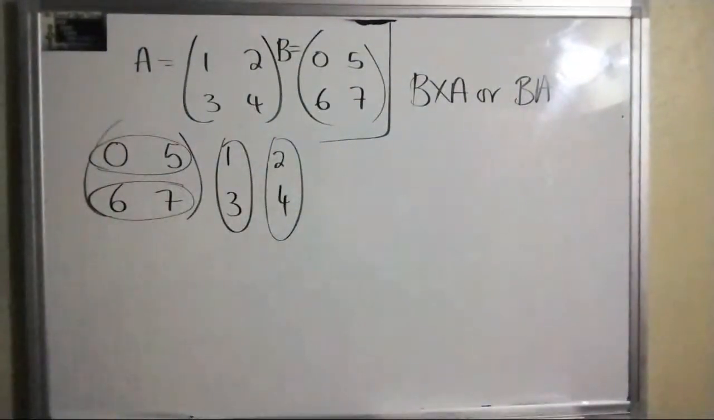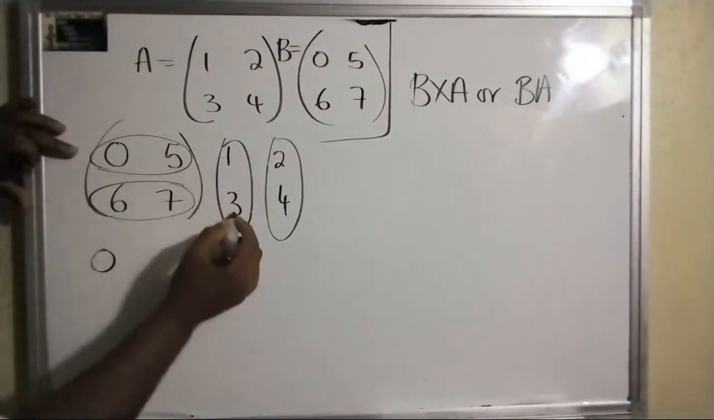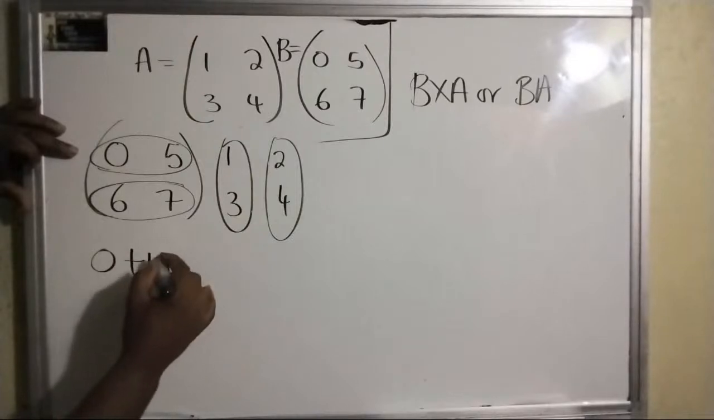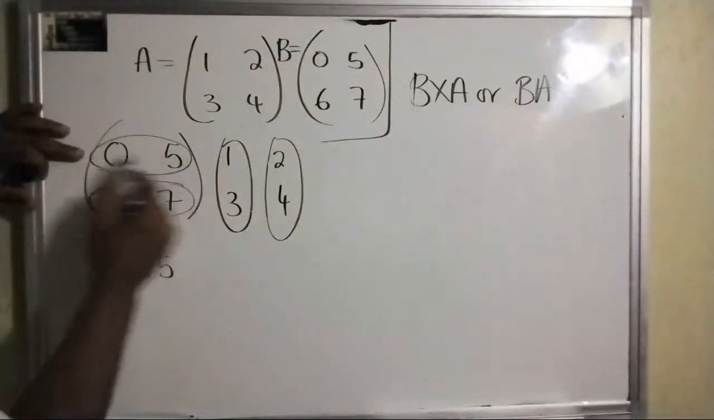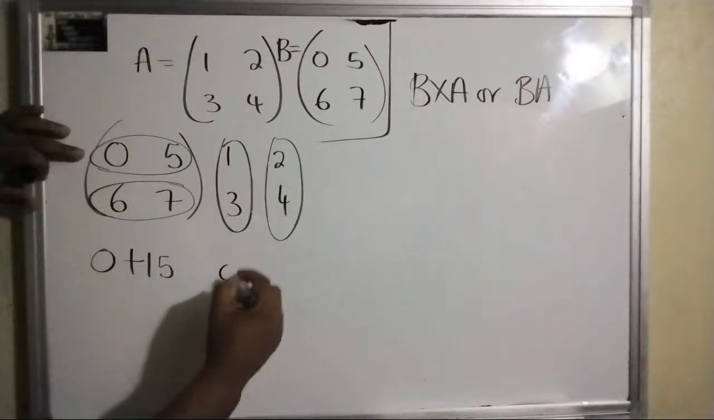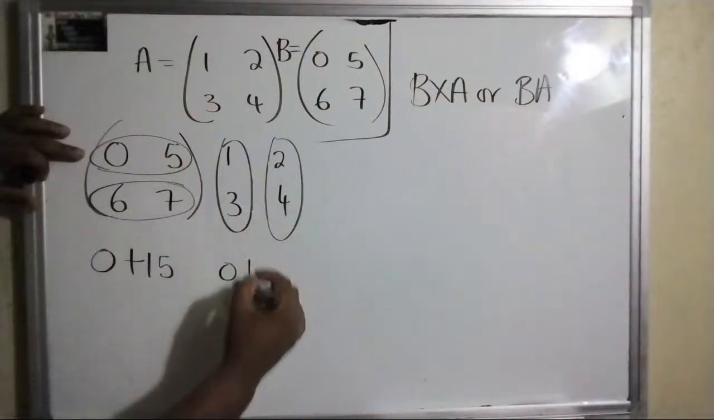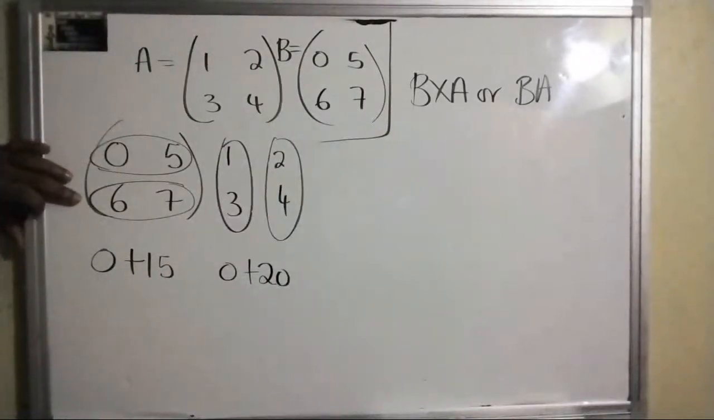Alright, so let's go. So 0 times 1, 0. 5 times 3, 15. And we're going to see if we get the same answer. Alright? Come again. First row, control the top. So 0 times 2, 0. 5 times 4, 20. Alright, watch out now. Done with the top now.